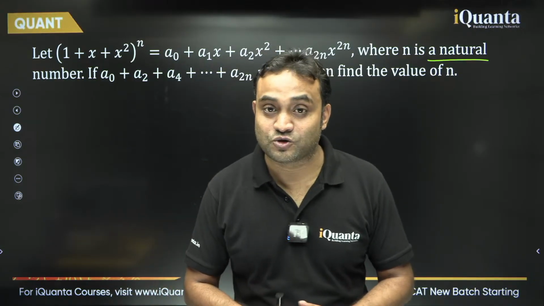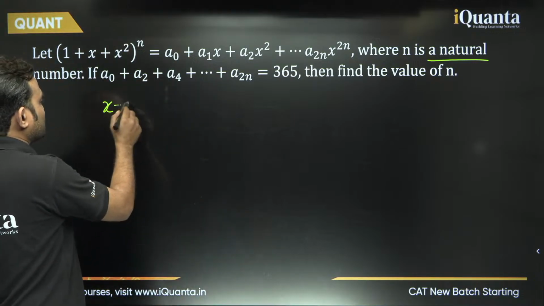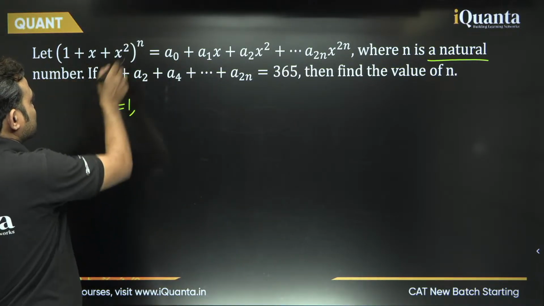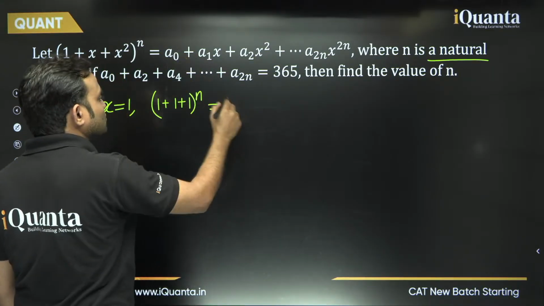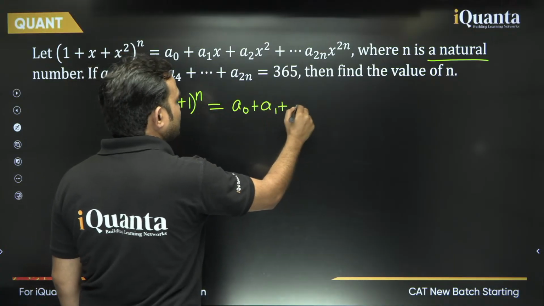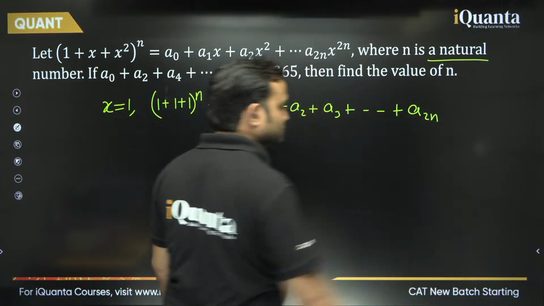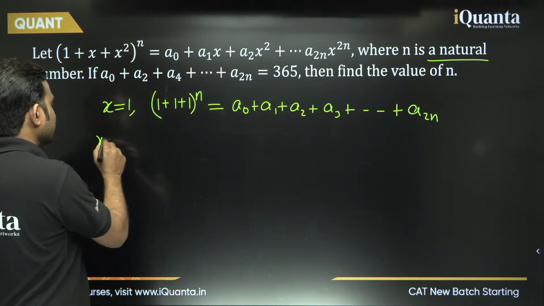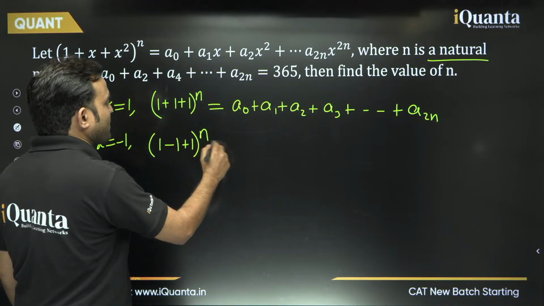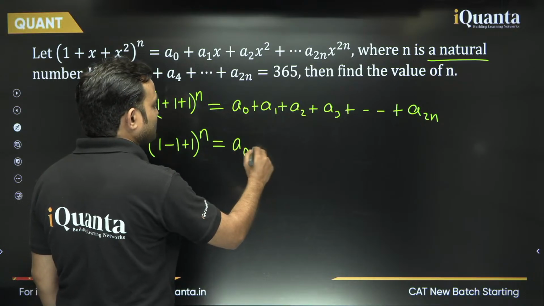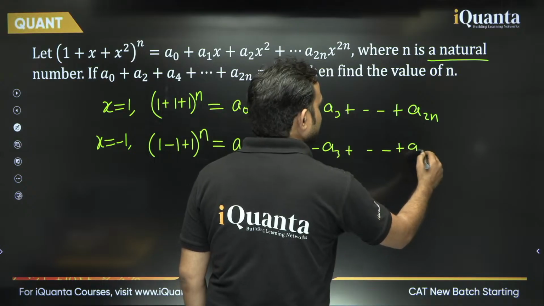So how do we solve this question? If you have solved questions from binomial, you will know that if I put x is equal to 1, what do I get? That this will become (1 plus 1 plus 1) to the power n is equal to a0 plus a1 plus a2 plus a3 till a2n, right? And if I put x is equal to minus 1, then I will get (1 minus 1 plus 1) to the power n is equal to a0 minus a1 plus a2 minus a3 till plus a2n.